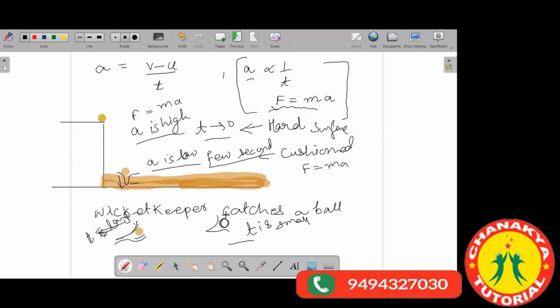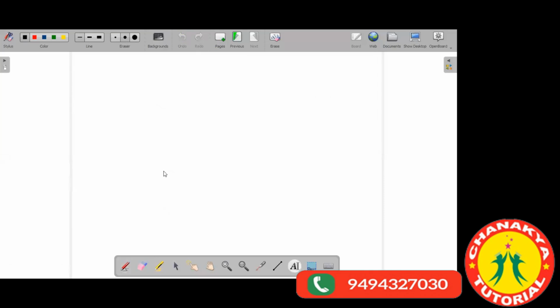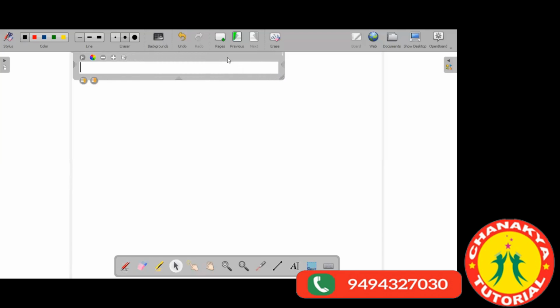Got it? Yes, sir. Okay, another question similar to it. Let me see if you can answer. Think of it for 1 minute and then start answering. My question is, why do we have shockers or shock absorbers in vehicles? What is the role? How do shock absorbers work?